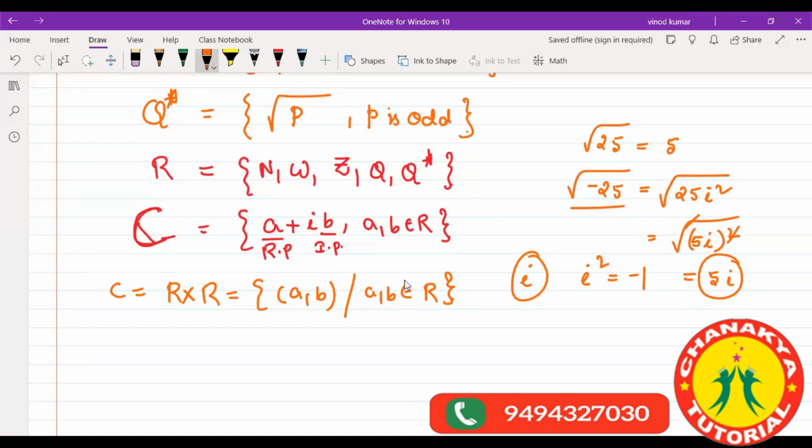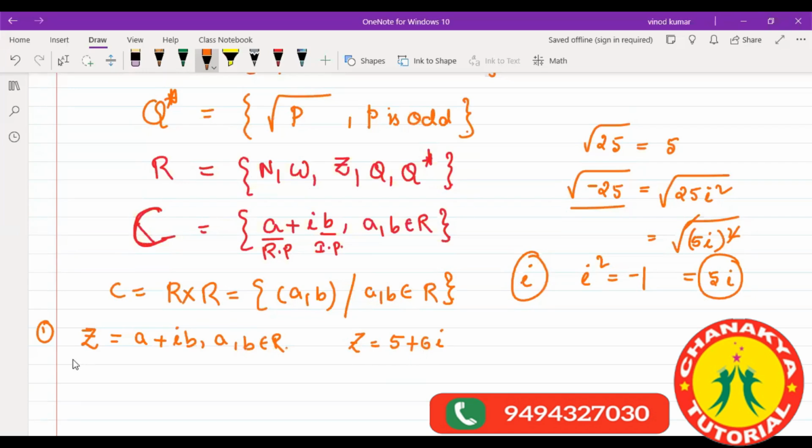Suppose we take z equals a plus ib, where a and b are both real numbers. For example, z equals 5 plus 6i, where 5 and 6 are both real numbers. These are the real and imaginary parts.